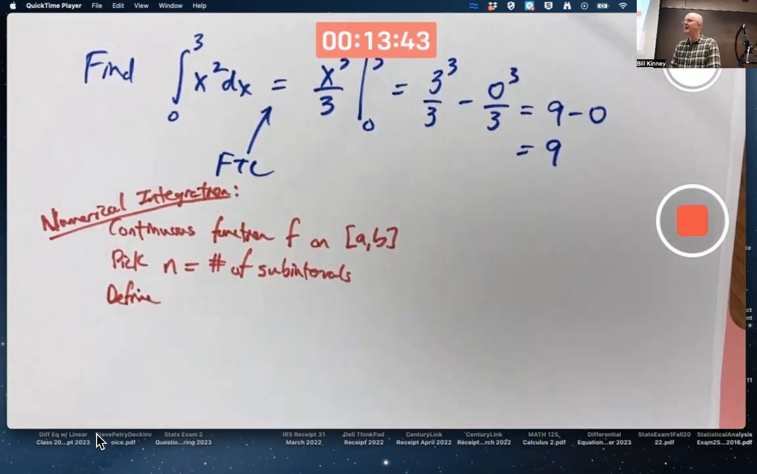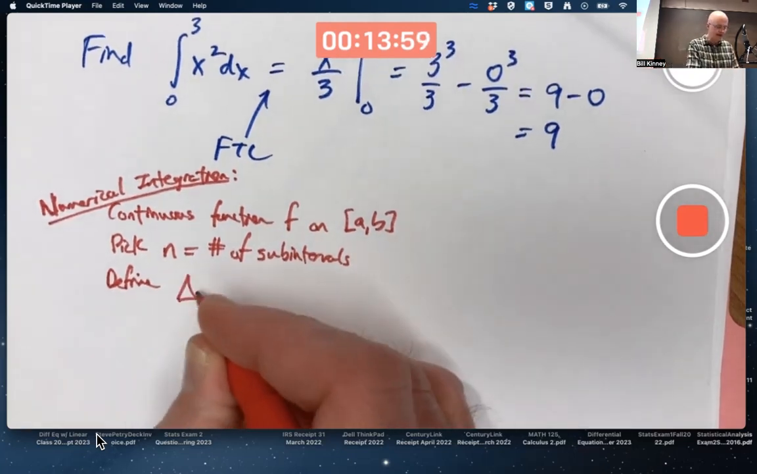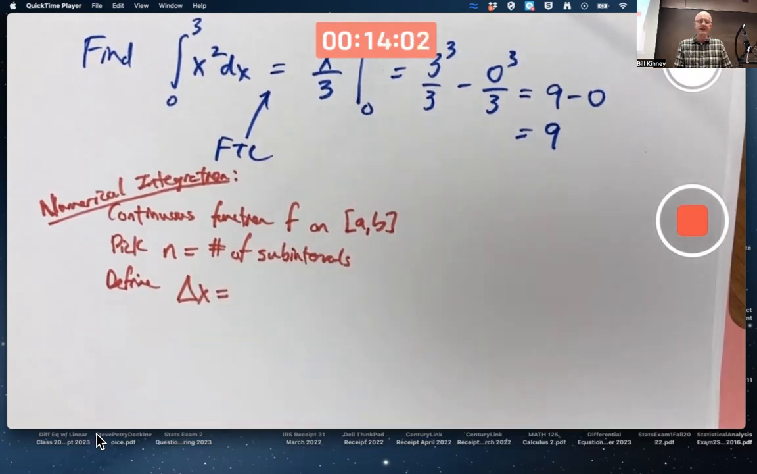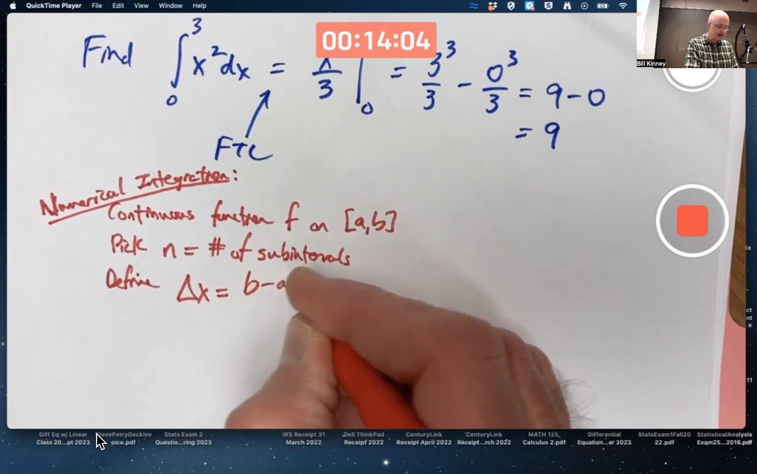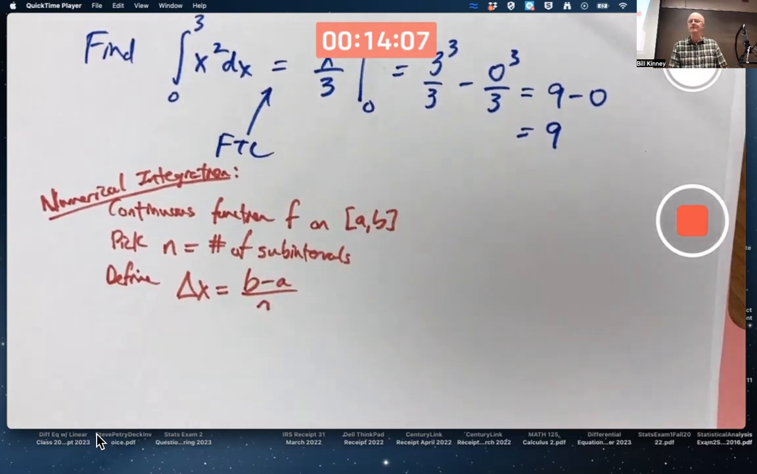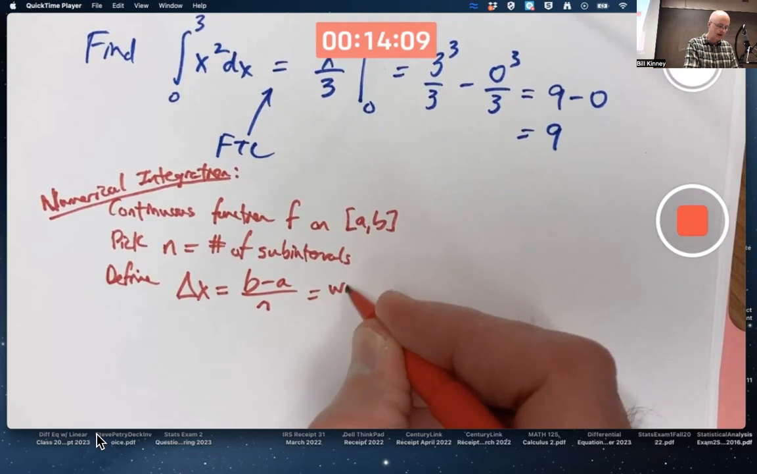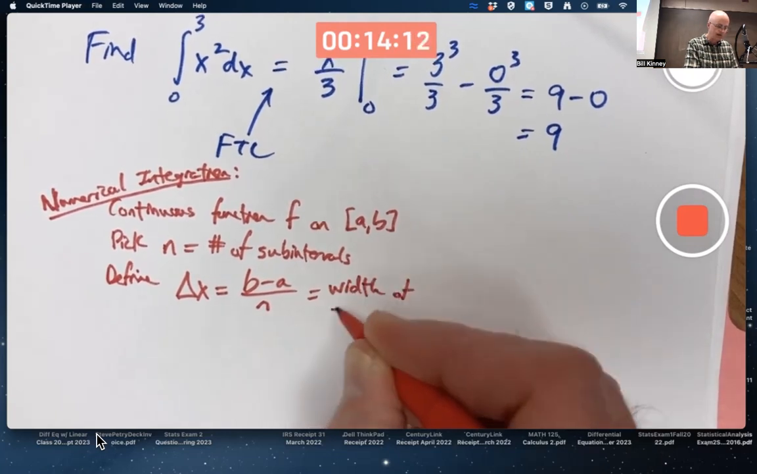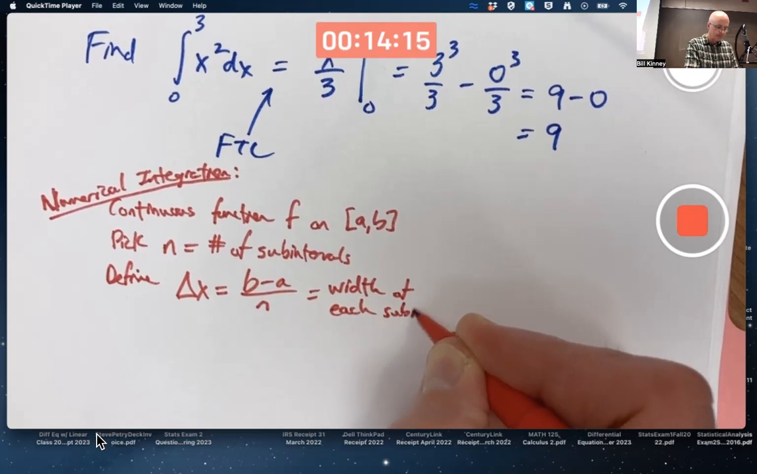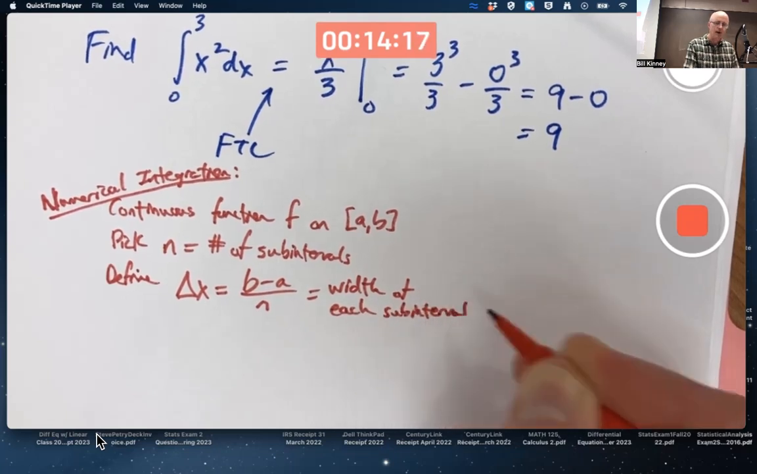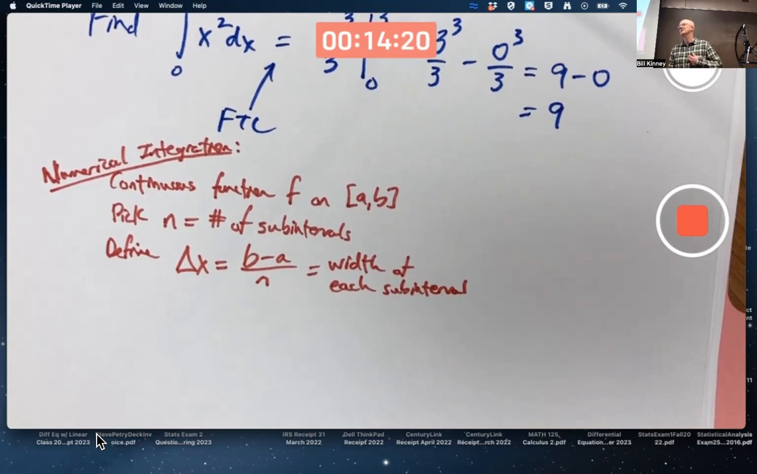To keep things simple, make all the rectangles have the same width. Actually, sometimes it's handy to use widths that are not constant, though that's pretty rare. So mostly we want them to be the same width, call it delta x, to be the length of the interval, which is b minus a, divided by the number of subintervals. So this will be the width or length of each subinterval. I could call it the base of each rectangle that I use.